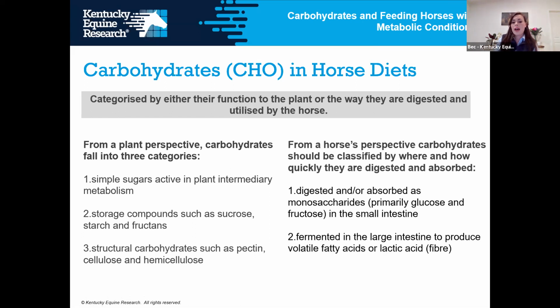Then we look at carbohydrates from a horse's perspective, and when we do this, we classify them by where and how quickly they are digested and absorbed. So in the first instance here, we end up with carbohydrates being digested and absorbed as monosaccharides, primarily in the form of glucose or fructose, and this happens relatively early in the horse's digestive system in the small intestine. Then we actually have the second part of that, which is our fibre, and this gets fermented by microbial fermentation in the hindgut. Now, this also derives energy, and it's actually very, very efficient. It does this by breaking it down to volatile fatty acids.